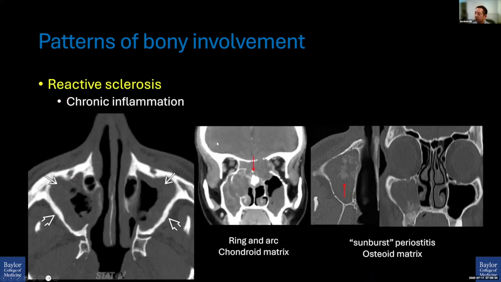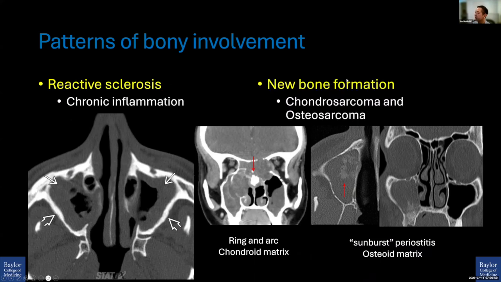Here are examples of the other patterns of bony involvement I'm talking about. Reactive sclerosis, which we see with sequelae of chronic inflammation, chronic sinusitis. Here we see in the maxillary sinus the mucosal thickening, and the walls of this maxillary sinus are thickened and sclerotic. And then in terms of new bone formation, here are a couple of examples. Chondrosarcoma and osteosarcoma. We can see here this sinonasal mass has that characteristic ring and arc chondroid matrix that we see with chondrosarcoma. And then here on the right, in the right maxillary sinus, we see this sunburst periostitis and osteoid matrix that we associate with osteosarcoma.